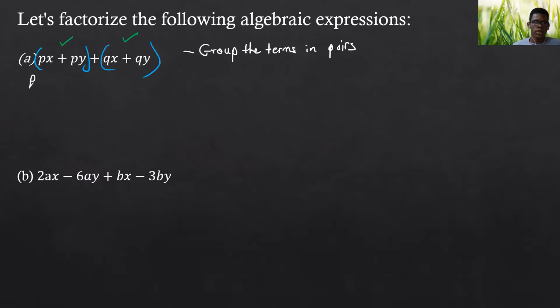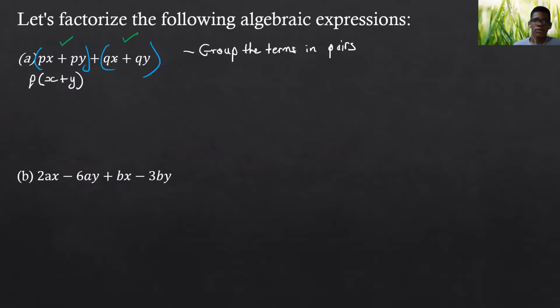X and Y is not, X is not in both terms, Y is not in both terms. So the highest common factor within this group is just P, right? Then we go ahead and divide. Px divided by P is just X, plus the Py divided by P, we just leave with Y. So we end up with P open bracket X plus Y. That's the factorization using the highest common factor in distributive law for this first pair. Then we go to the next one.